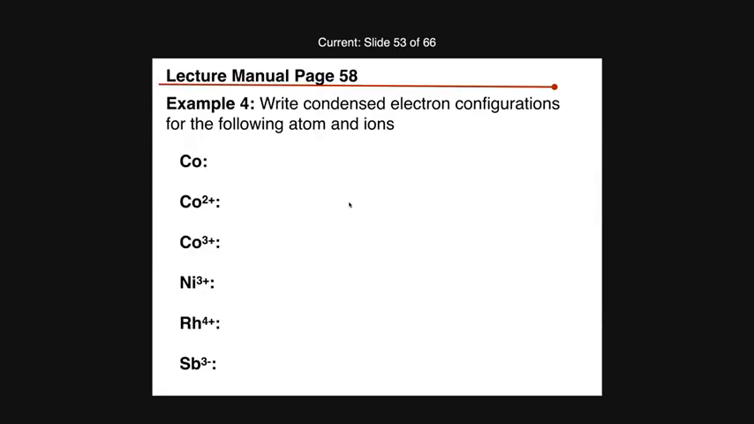So what I'm going to do is write out what I just mentioned earlier. In this case, it would be argon, followed by 4s2 and then 3d7. All right. So now when a neutral atom becomes an ion, it implies that the atom lost electrons, right?